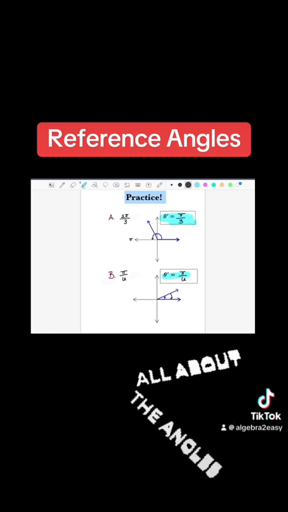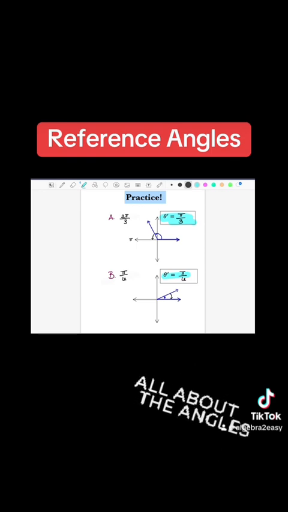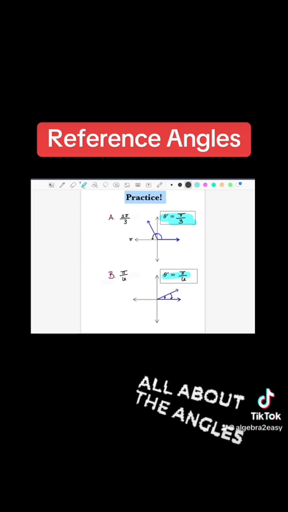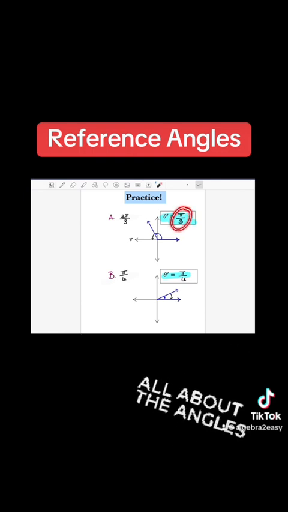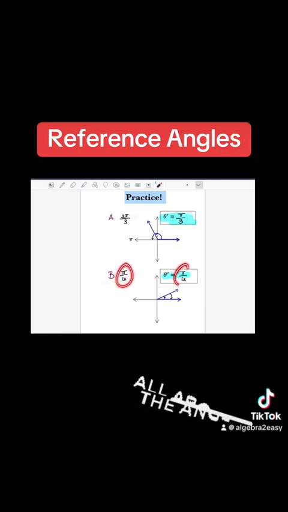Here's those answers. For A, theta prime is pi over 3, and for B, theta prime is pi over 6. And as you can see, 2 pi over 3, pi over 3, pi over 6, pi over 6.